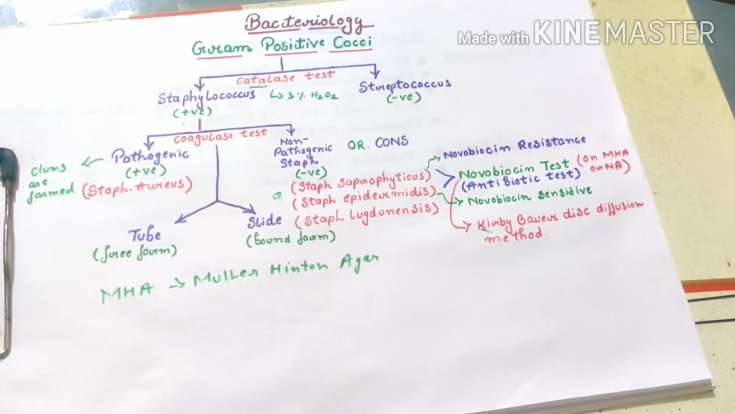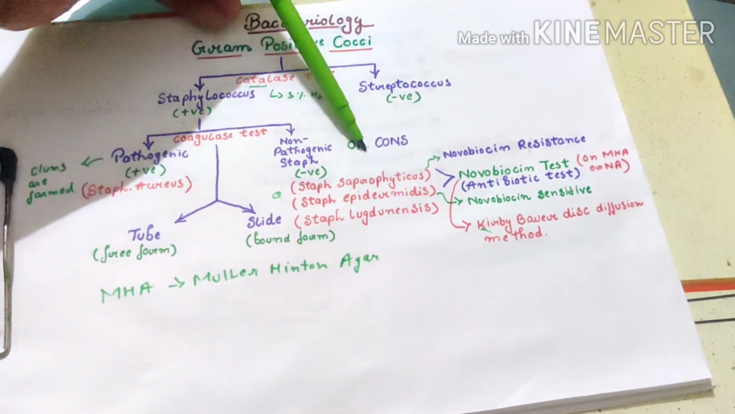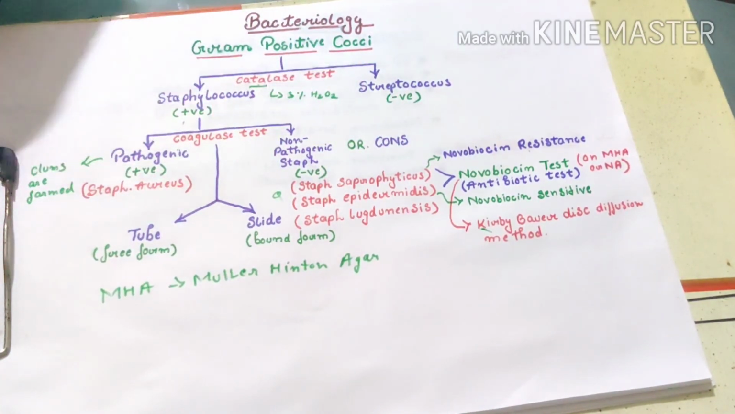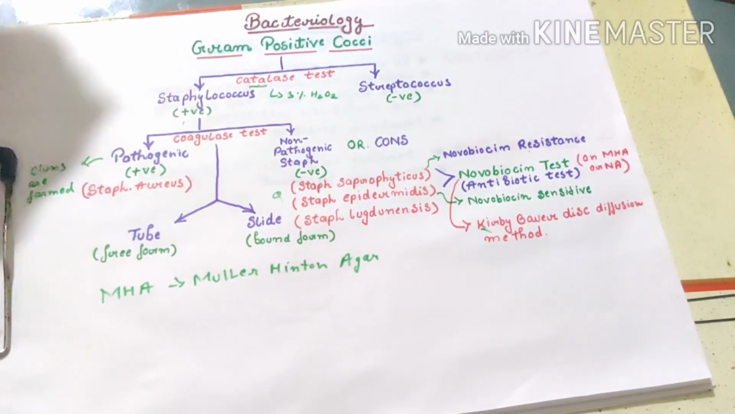The next question is who is novobiocin resistant and who is novobiocin sensitive. Staph saprophyticus is novobiocin resistant and Staph epidermidis is novobiocin sensitive. So this is all about gram positive cocci, the overview.